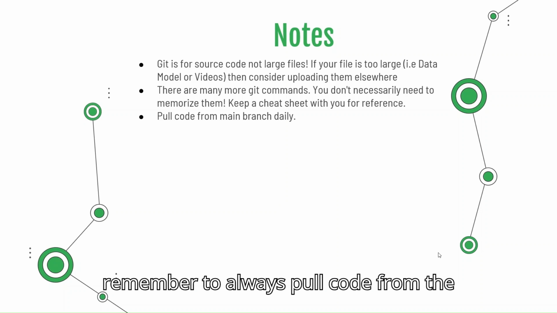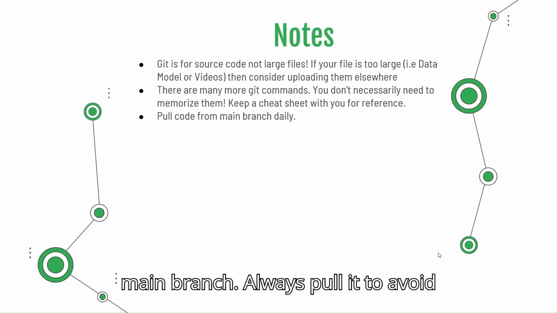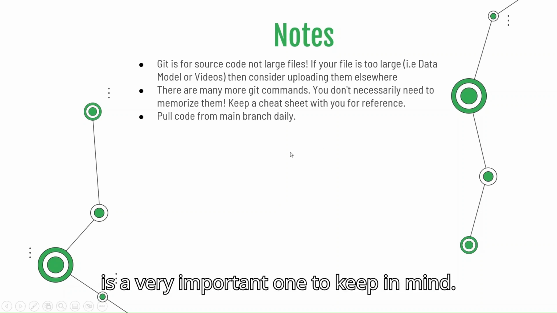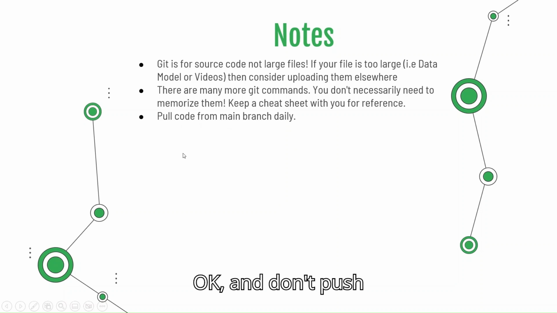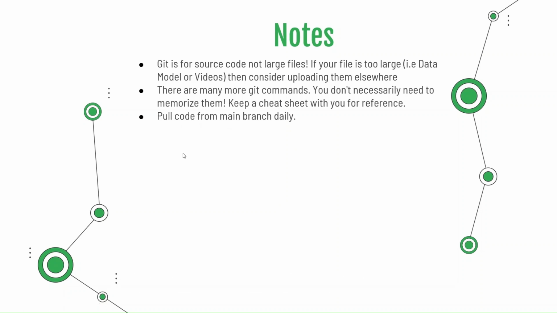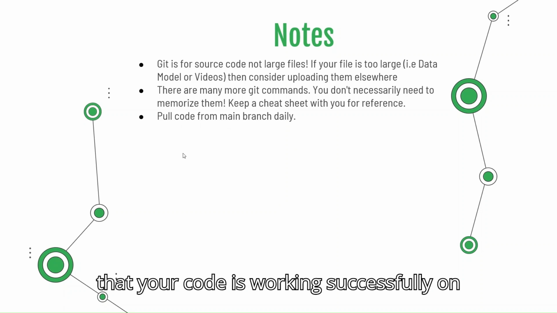And remember to always pull code from the main branch. Always pull it to avoid conflicts in the future. This is a very important one to keep in mind. And don't push to the main branch without making sure that your code is working successfully on the branch.